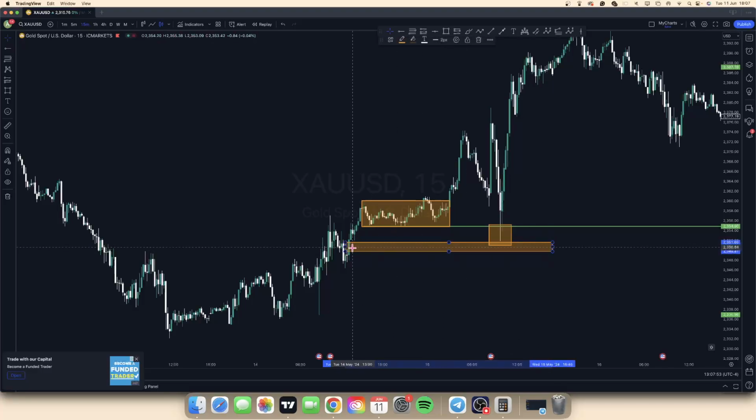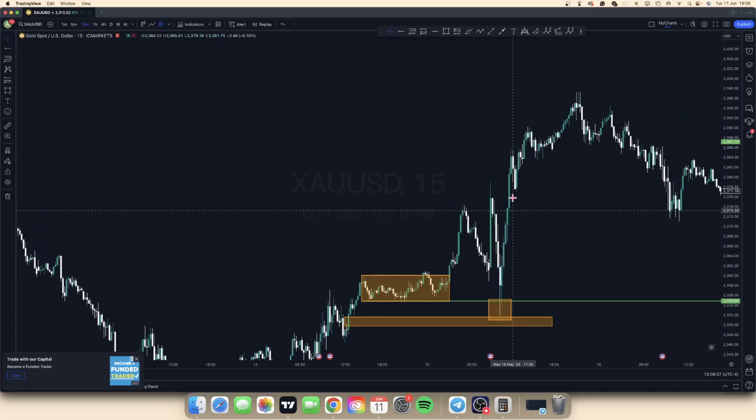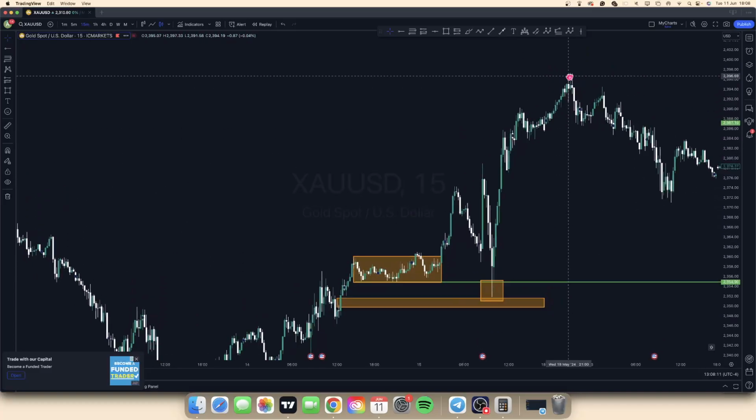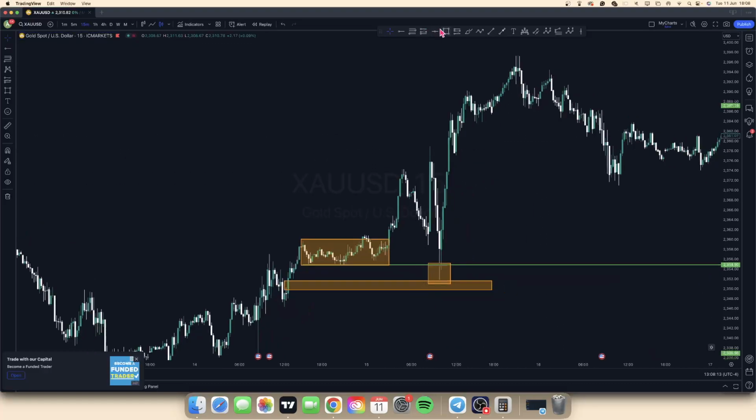Tapped into this little imbalance here because we have a gap. And if you guys don't know about imbalances, please do some research. There's loads of free videos on YouTube, and you can see how powerful they are to collect the liquidity here. And then look what price did straight after. Pushed straight up, continued higher, pushed up for a new high.